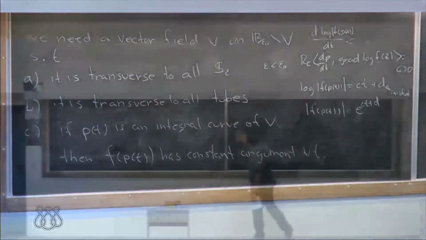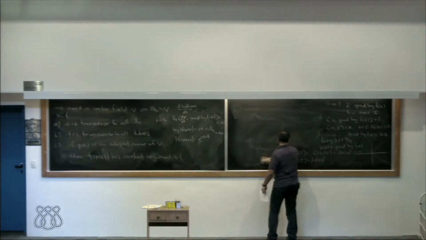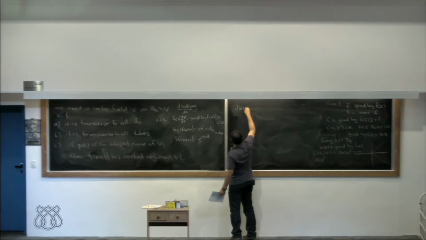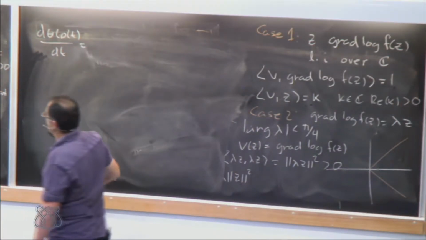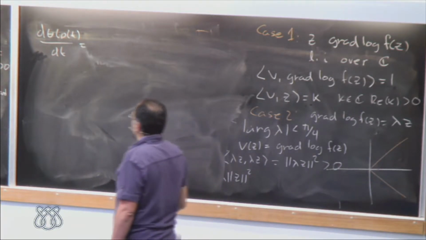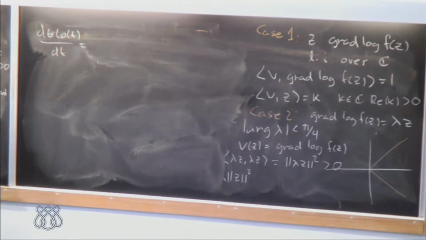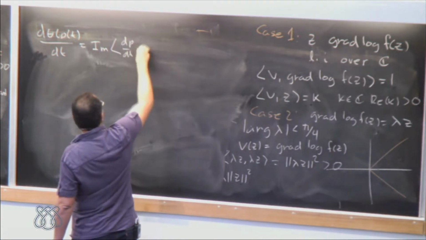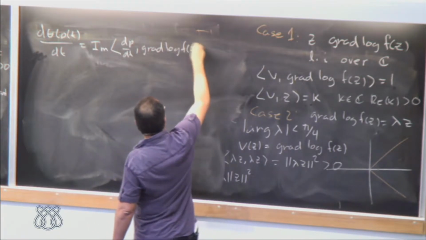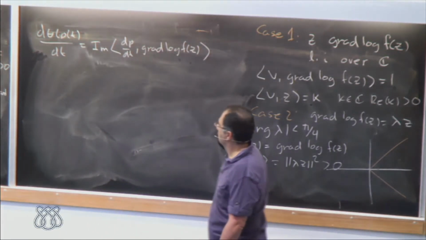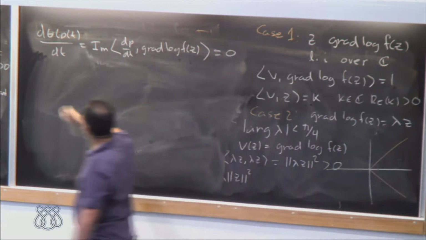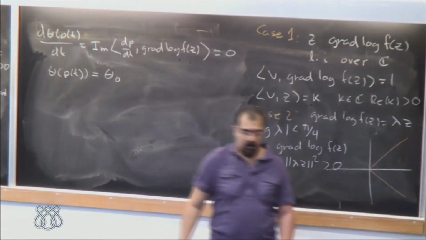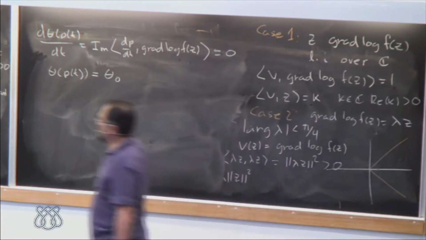Then we can do the same for theta, because remember d theta over dt, it was the real part of this with i, but this is the same thing as the imaginary part of dp/dt grad log f of z. But this, I said it was real and positive, so this is 0. So then it's just some constant. So that means what we get is condition C.